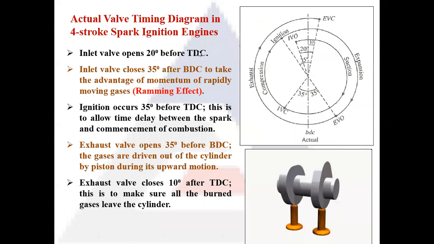So this is my actual valve timing diagram for a 4-stroke petrol engine, or a spark ignition engine. Here you can see the opening and closing of valves at the bottom, you can see the animation. It is gradual and it is not instantaneous. Okay. So here, to accommodate this gradual opening and closing of the valve, the inlet valve open point is shifted towards the left.